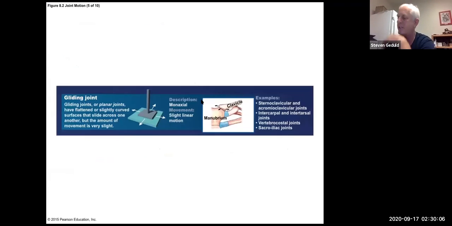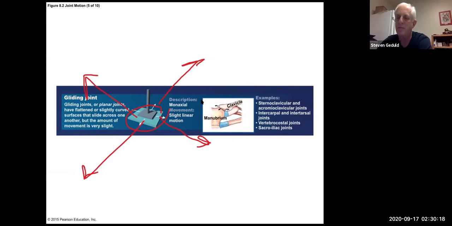Okay? This is a gliding joint. You can see this is a joint here, and you can see your movement is in a gliding path on one plane, and it can glide on this plane in one dimension. That's a gliding joint, like your clavicle and your manubrium.